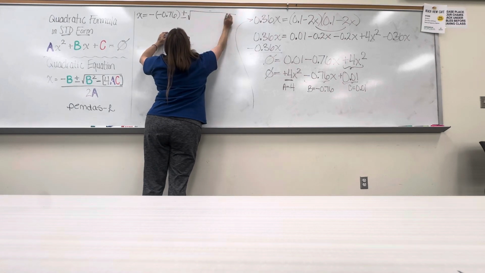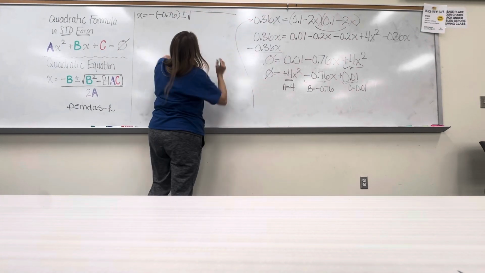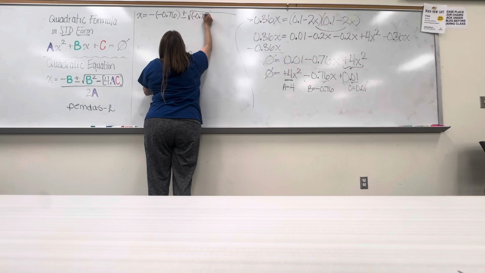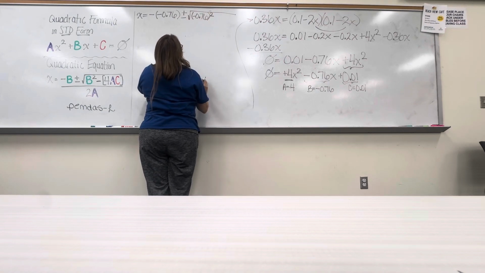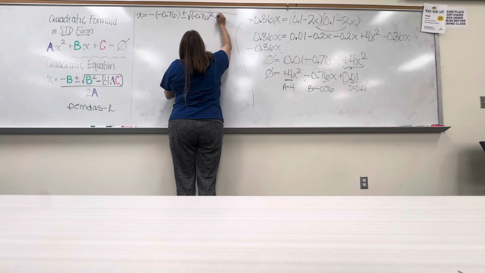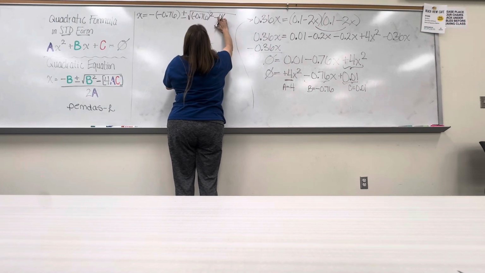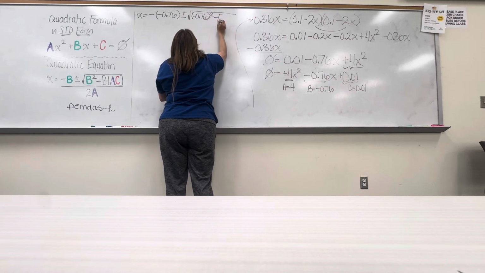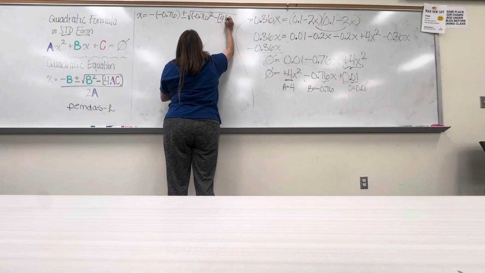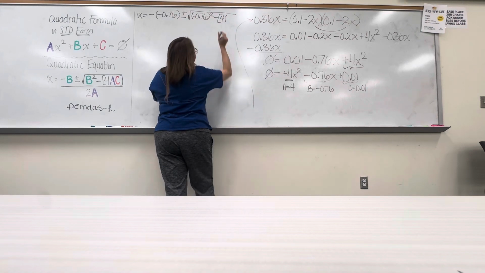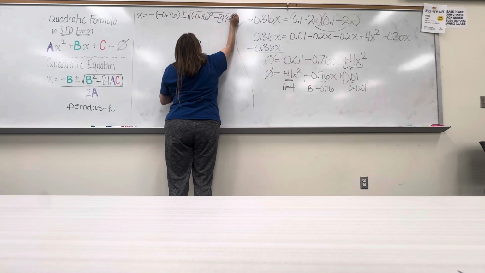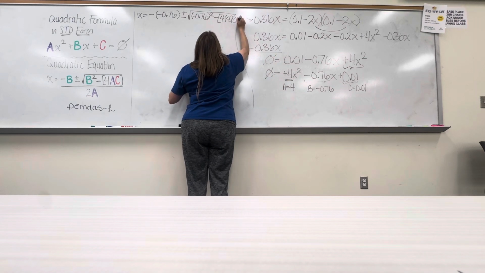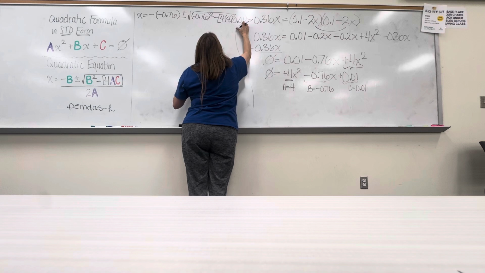But let's continue. Plus or minus, there's our double operator. Square root of negative, again, let's set this in parentheses, negative 0.76 squared minus 4 times, and actually let's put this in parentheses too, so we don't get ourselves confused. 4 times A, which we said was 4, times C, 0.01, okay?